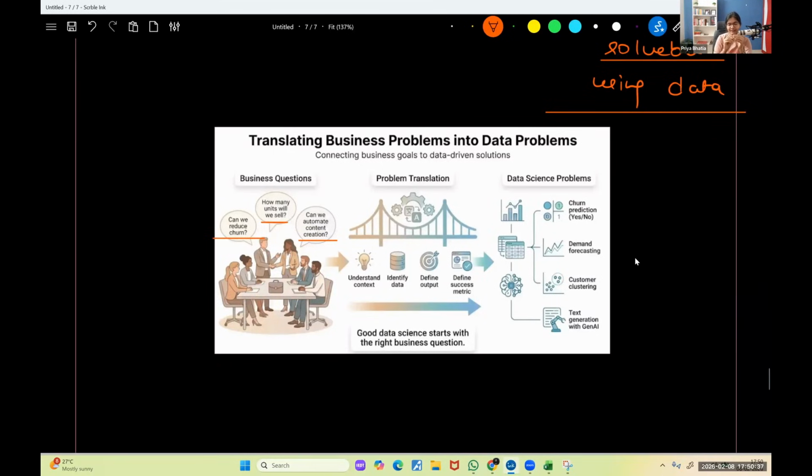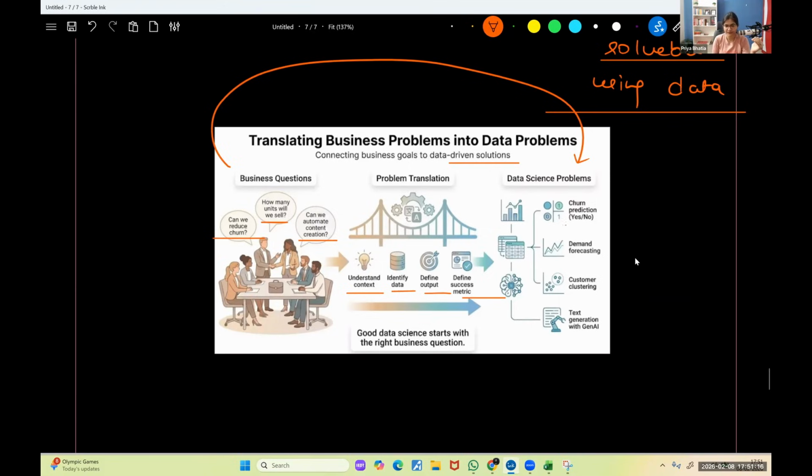But now you have to think about how you can convert this business goal to a data-driven solution. You will try to understand the context. You will try to identify the data. You will define what the output measure will be. You will define the success metric accordingly. So, good data science starts with the right business question. As a client, you will have to give the problem statement to the data scientists. As a data scientist, your main goal is to convert that business problem to a data science problem.